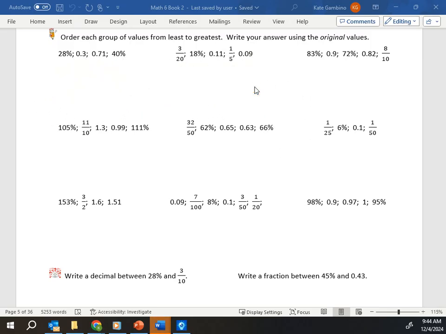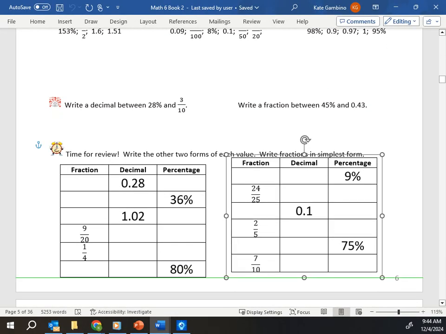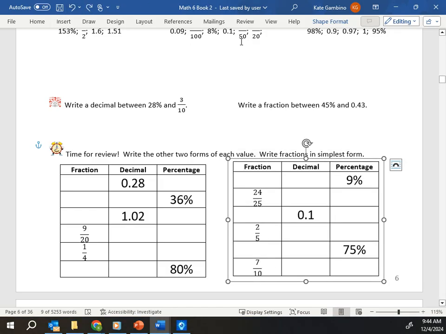Let's scroll up. Write a decimal that's between 28% and 3/10. What do you think we have to do there? What would be our first step if we have to write a decimal? Adeline? We have to convert 28% and 3/10 into decimals, and then put a decimal that would be in the middle of them.